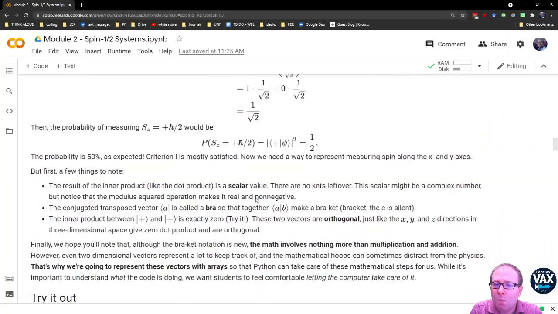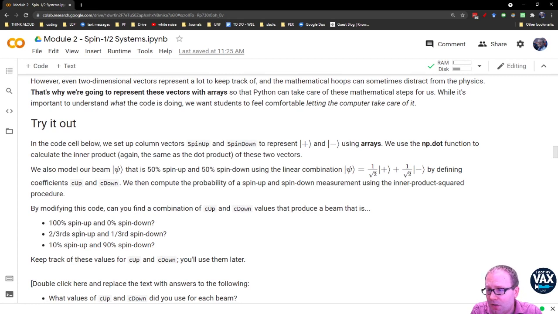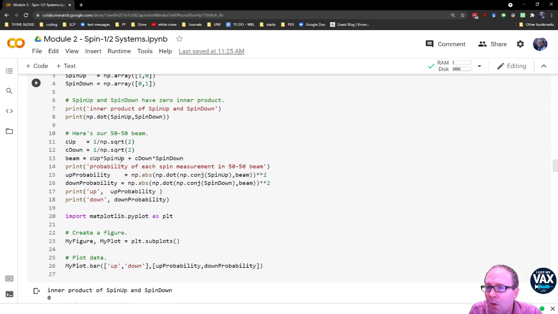So this section will walk you through some examples of how to do this. What we're going to ask you to do is, can you create a beam that is 100% up and 0% spin down, 2/3 spin up and 1/3 spin down, 10% spin up and 90% spin down? This code is going to take care of that for you because we set up the spin up and spin down arrays here, right? So 1, 0, 0, 1, just exactly like we had above. We're going to check on their inner product because their inner product should be 0 because spin up and spin down should have nothing to do with each other.